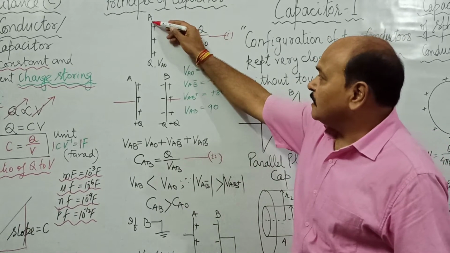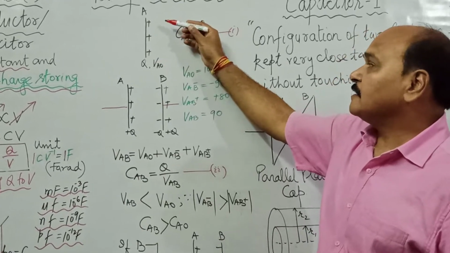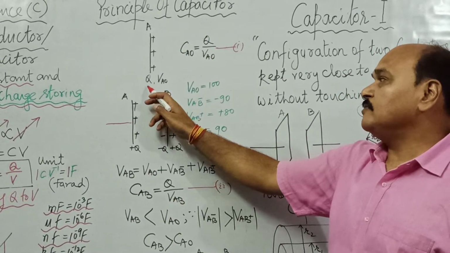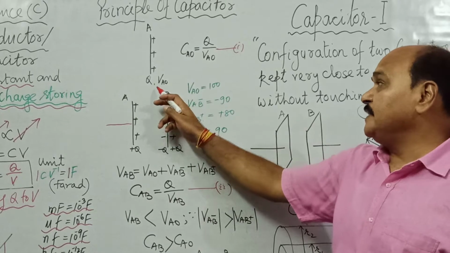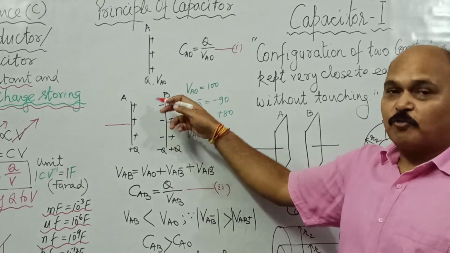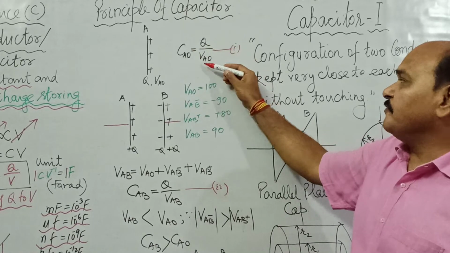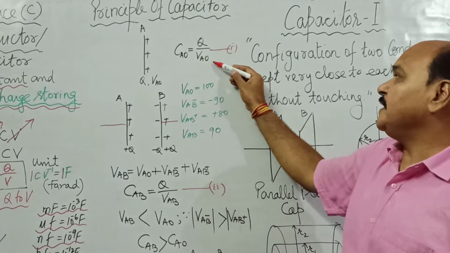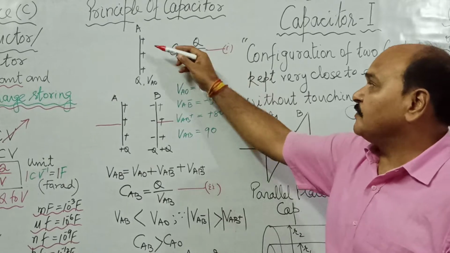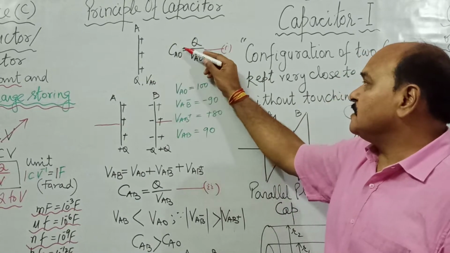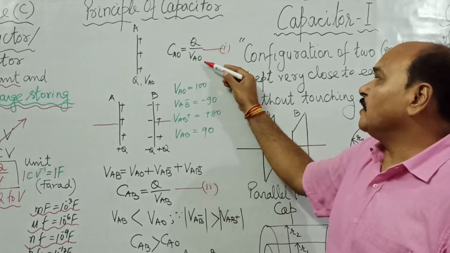Children, this is an isolated conducting plate A. Let us say it has charge Q and its potential is VA0. So what is its capacitance? Its capacitance is going to be Q upon V, Q upon VA0. So the capacitance of this isolated conducting plate, CA0, is equal to Q upon VA0.